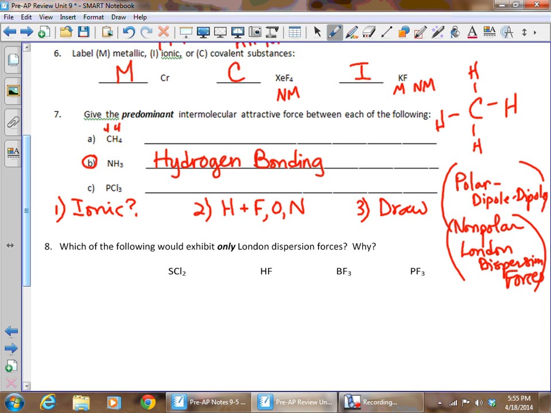There are no lone pairs. Carbon's happy. It's got its octet. The hydrogens don't want any more. And since there are no lone pairs on the central atom, it's a pure tetrahedral structure. This is going to be nonpolar. If it's nonpolar, remember, it's London dispersion forces.